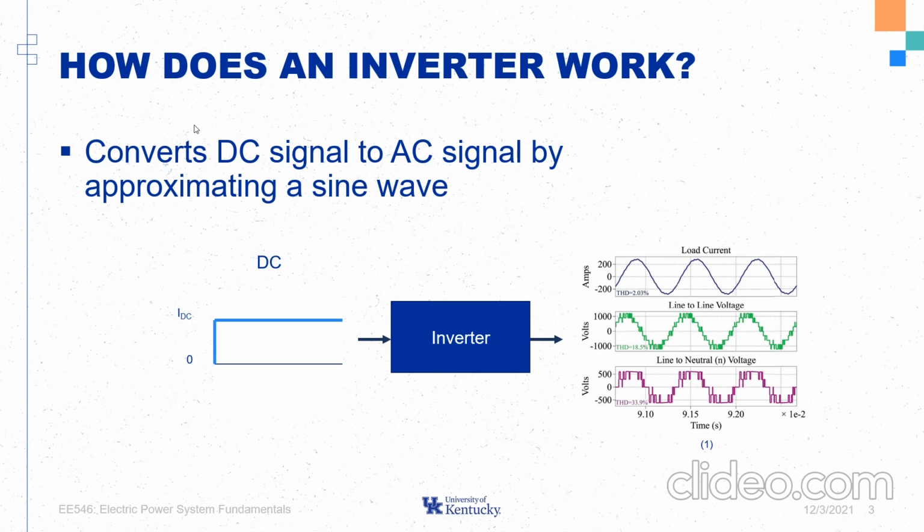Here at the bottom of the slide I have a black box representation of that. On the left here you can see an example of a DC current signal. It goes in as just a constant signal over time. Once it goes through the inverter, the output is an alternating current that you can see here in the top of this figure to the right. So the question is, now that we have this black box representation, how does the inverter actually convert that DC signal to an AC signal?